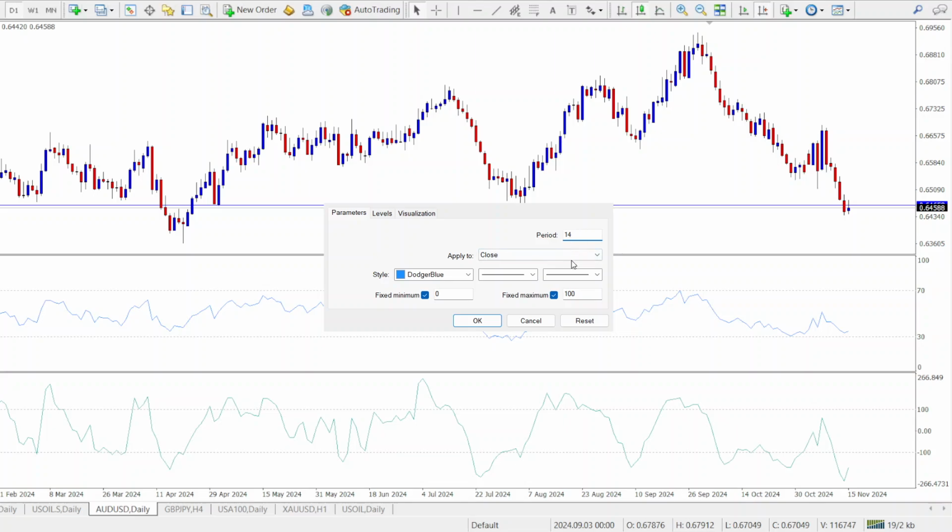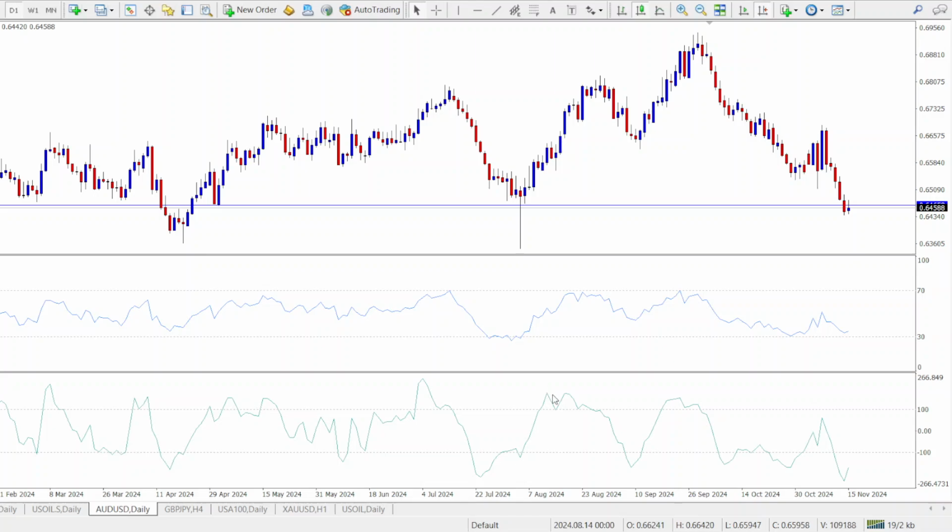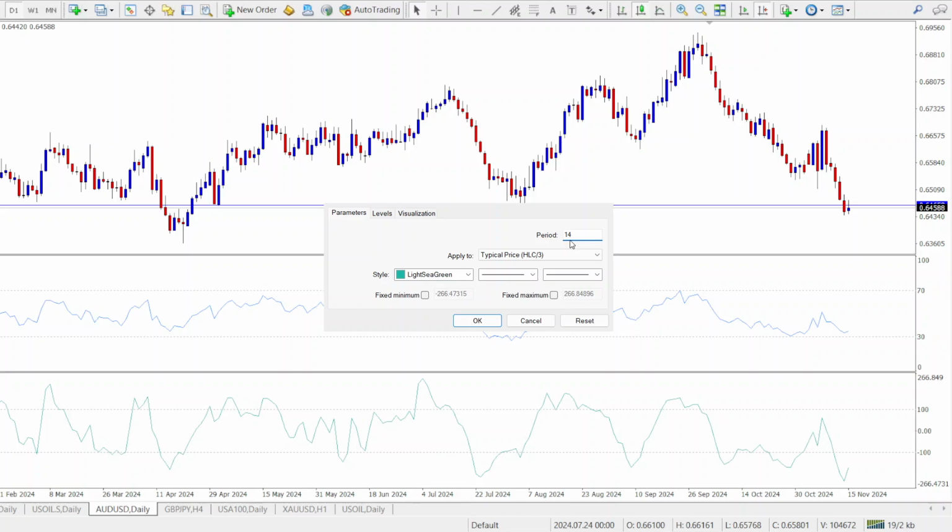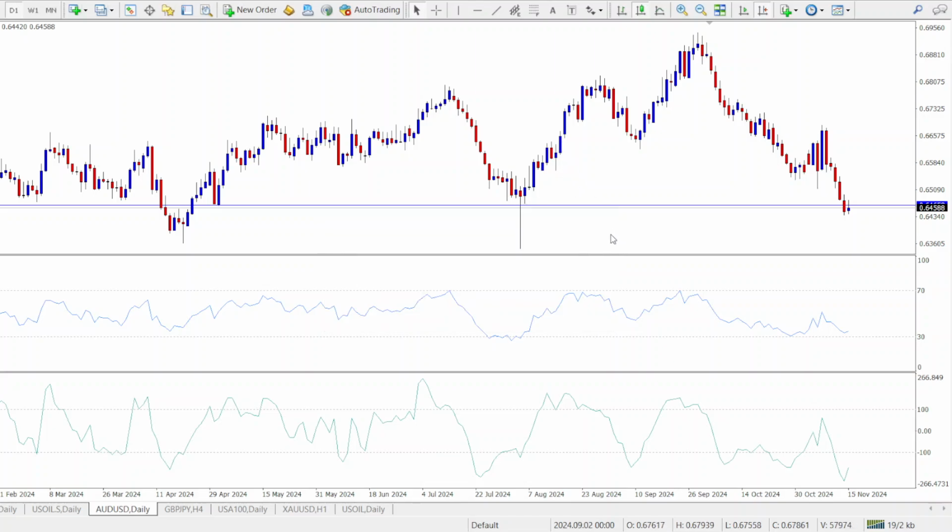14 period, okay? For the CCI, you will also want to use the default setting. Let us look at that. The default setting is also 14, okay? All right, now these settings are versatile and work well across different time frames, all right?